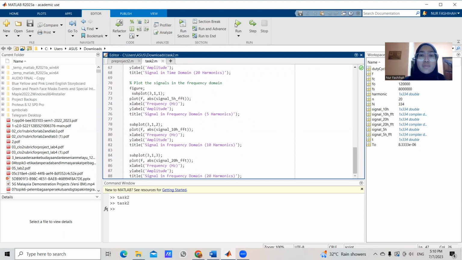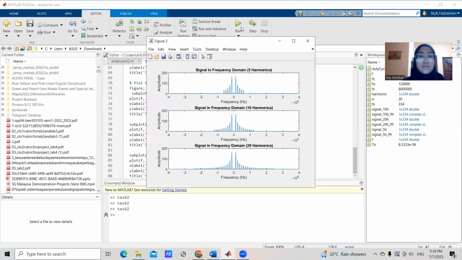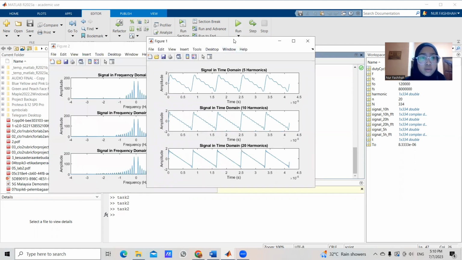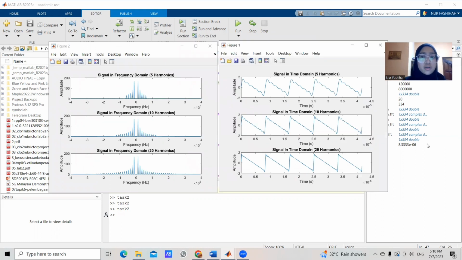Okay, after that, I run my coding. Okay, this is our output from the coding. This is signal in frequency domain 5 harmonics, 10 harmonics, and 20 harmonics. And this is the signal in time domain 5 harmonics, 10 harmonics, and 20 harmonics. That's all for me. Thank you.